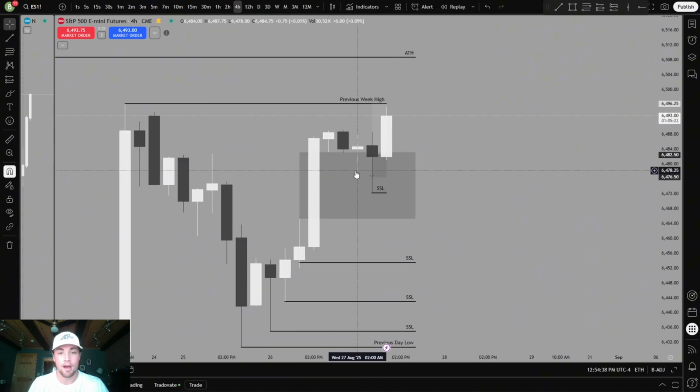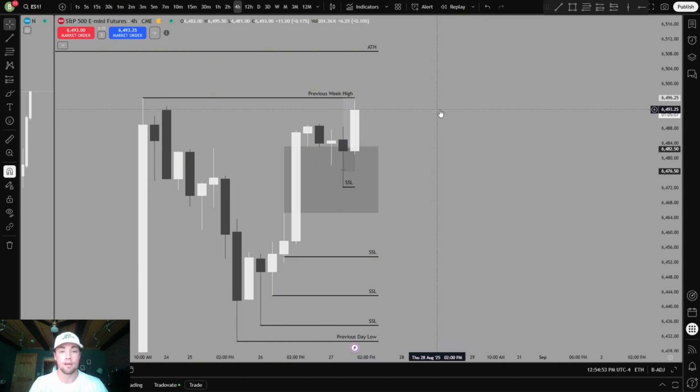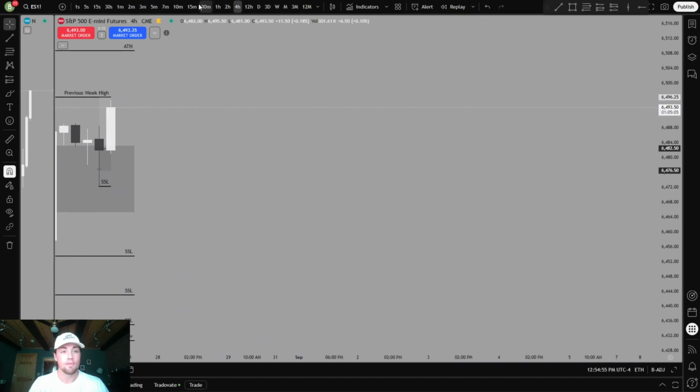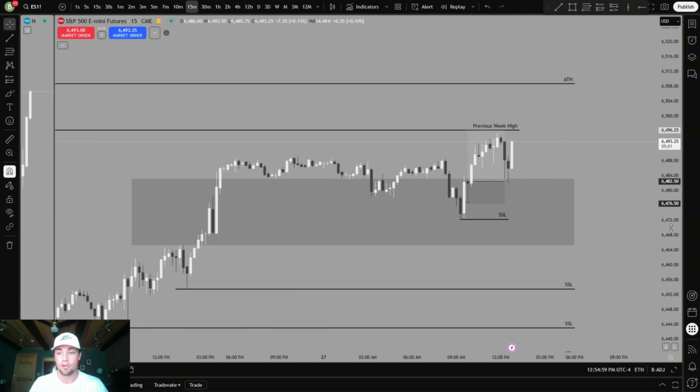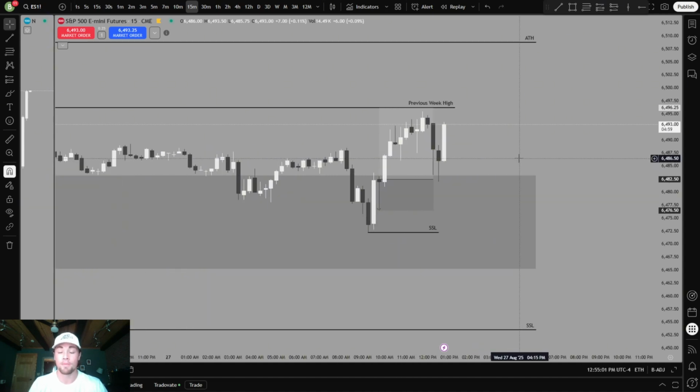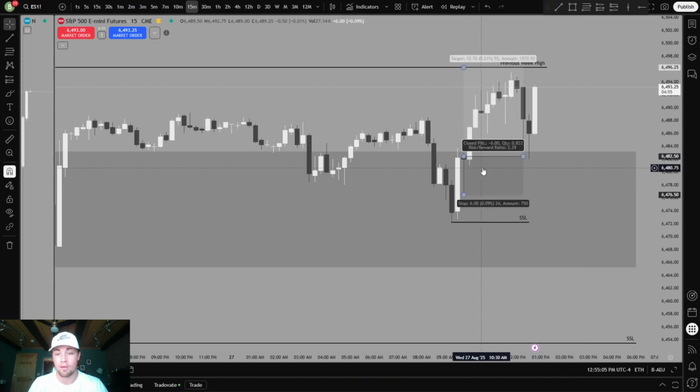So on the 4-hour time frame coming into the day, I was bullish, expecting this 4-hour imbalance to hold to target our external buy side liquidity level, which was previous week high here. And then from there, I was looking for the 15-minute to confirm bullish out of this 4-hour fair value gap for me to then scale into the 1 minute to execute.